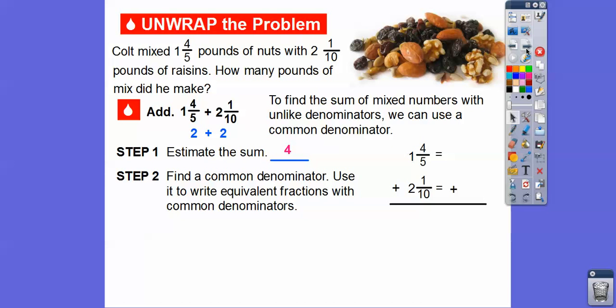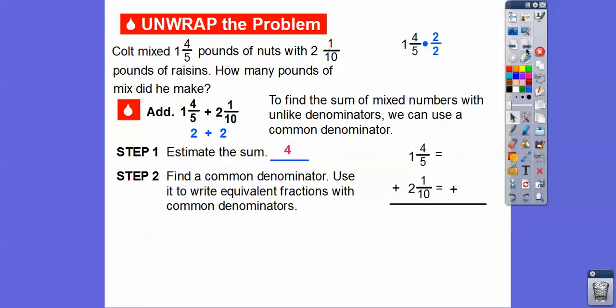So let's find a common denominator, and we'll use it to write equivalent fractions with the common denominator. The common denominator is 10, because like in the last lesson, 5 goes into 10, so all we have to do is change this one. If we multiply it by 1, our 1 is 2 over 2. That way we get 5 times 2 or 10, and 4 times 2 is 8. So this becomes 1 8/10. Don't forget about this 1 right here, so that's going to go right here, 1 8/10. And now we're going to add 2 1/10.